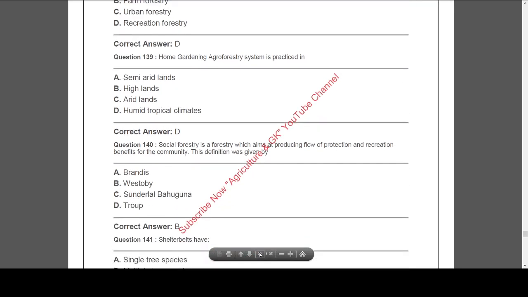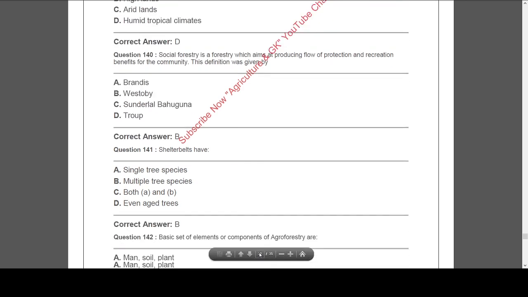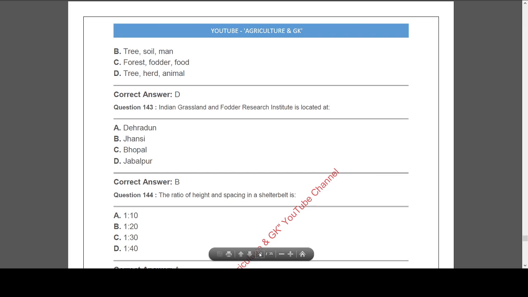Home gardening agroforestry system is practiced in humid tropical climates. Social forestry is a forestry which aims at producing flow of protection and recreation benefits for the community. This definition was given by option B, Westoby. Shelter belts have multiple tree species. Basic set of elements or components of agroforestry are option D, tree, herb and animals. Indian Grassland and Fodder Research Institute is located in option B, Jhansi.